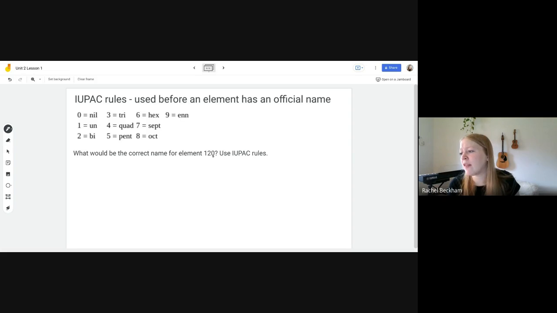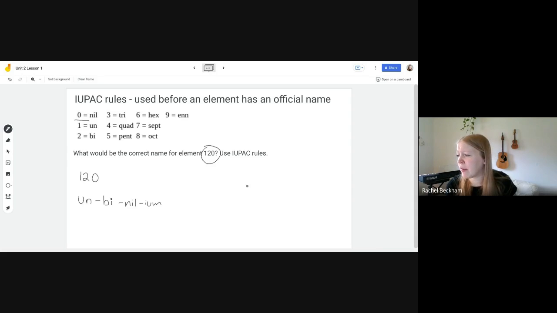The way it works is you look at the element's atomic number. So if the atomic number was 120, you would name it according to these numbers here. For the number 1, you would write un. For the number 2, you would write bi, right? And for the number 0, you would write nil. And then you write ium at the end regardless: unbiniliium. So something like that. You just break down the numbers according to this chart right here. You can also look up IUPAC naming, and you should get a chart like this. And then you put ium at the end.